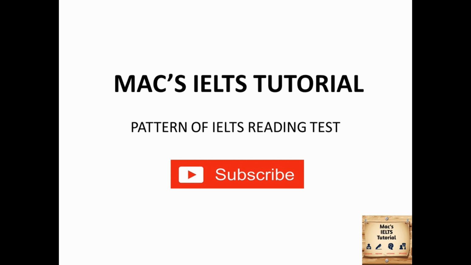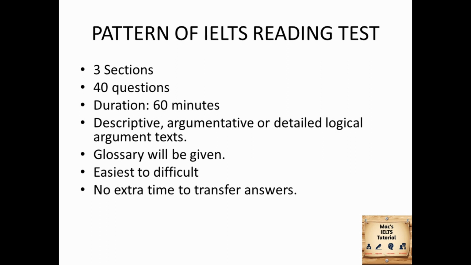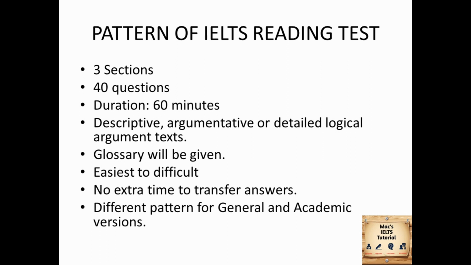In our previous video, we had an overview of the pattern of writing test for both academic and general versions of IELTS. In today's video, we shall explore the pattern of general and academic reading test. Like IELTS writing, IELTS reading also has different patterns for academic and general versions. The reading paper consists of three different sections and a total of 40 questions, and you will be given 60 minutes to complete this section.